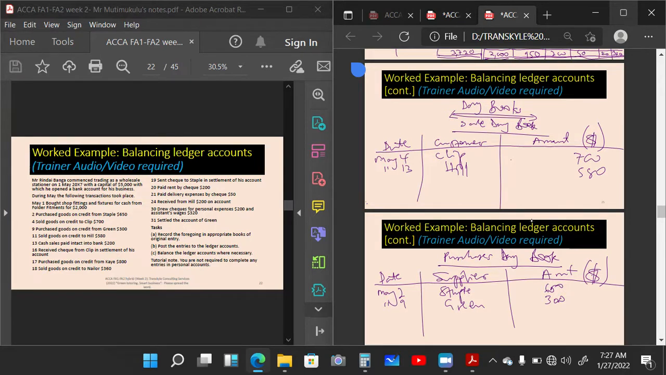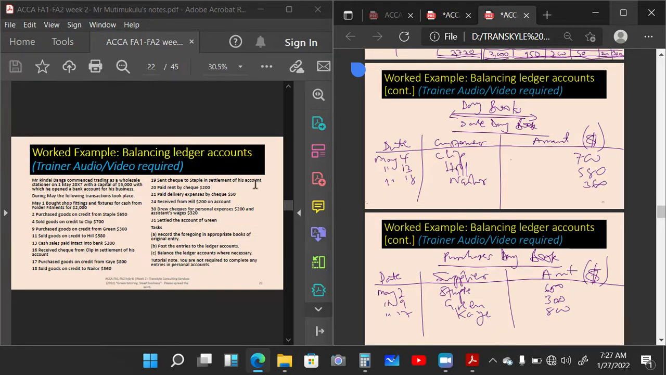Purchased goods on credit from Kaye on the 17th, 800. Then sold goods on credit to Naila on the 18th. How much was it? 360.